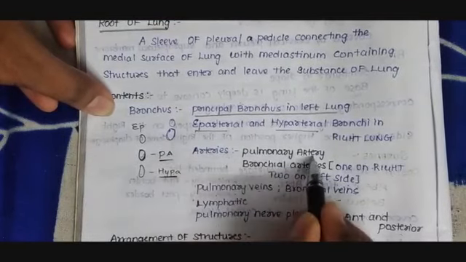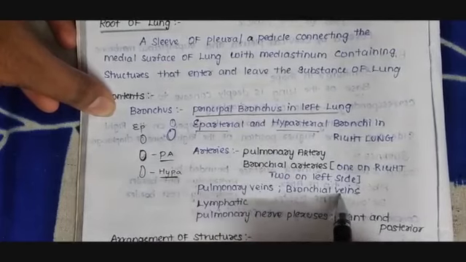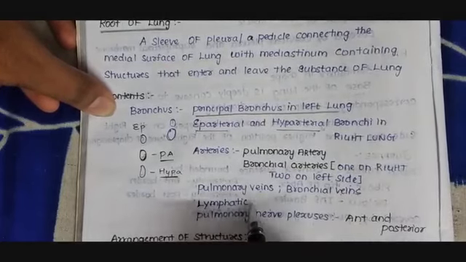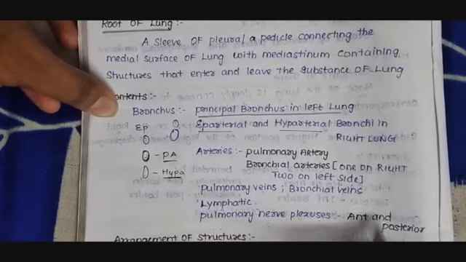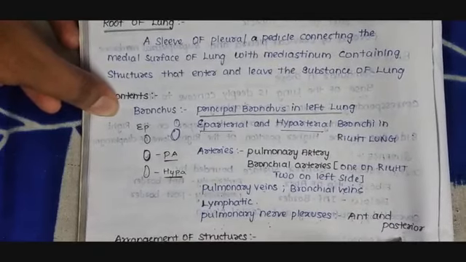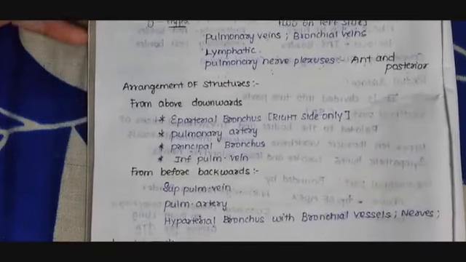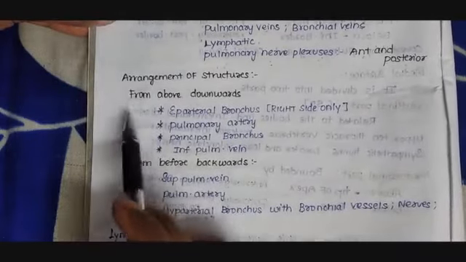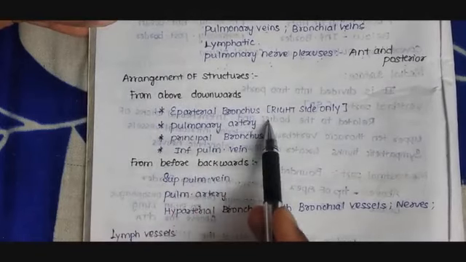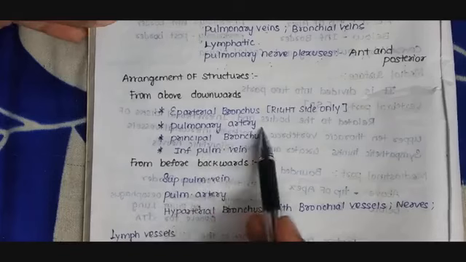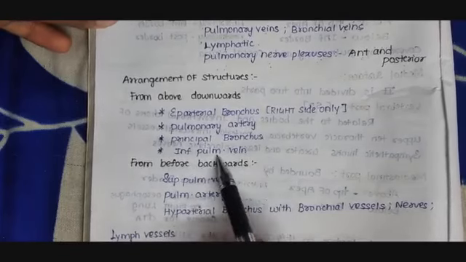Arteries: we have the pulmonary artery and bronchial artery, and we have the pulmonary vein and bronchial vein. We have lymphatic vessels and also the pulmonary nerve plexus, anterior and posterior. Okay, now let us discuss the arrangement of structures. From above downwards, we have the eparterial bronchus, pulmonary artery, principal bronchus, inferior pulmonary vein.